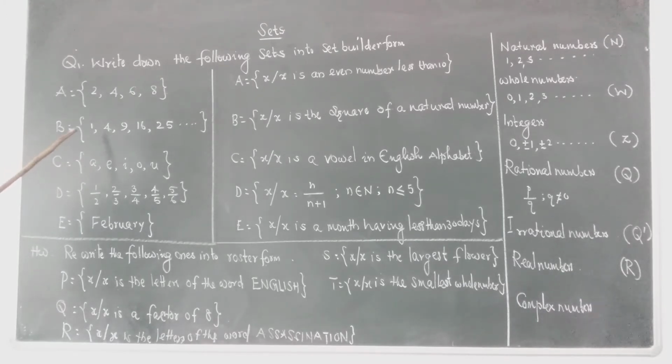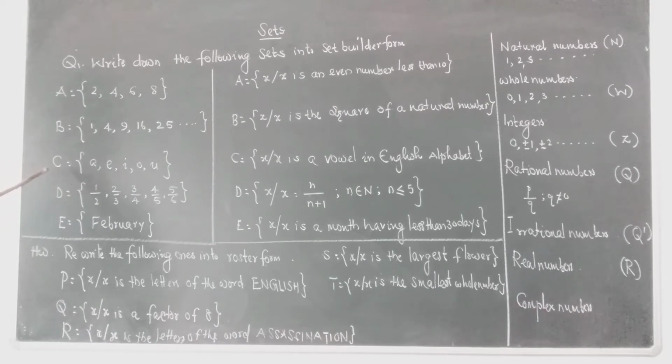When you look at these numbers, they are all perfect squares. The square of 1 is here, the square of 2 is there, the square of 3, square of 4, square of 5. So this is a common pattern, the common nature. We express that as B is equal to the set of x such that x is the square of a natural number. The square of a natural number will include all the numbers in this family.